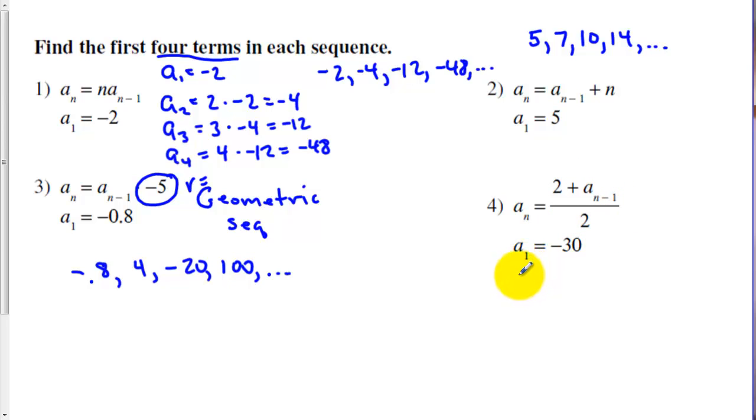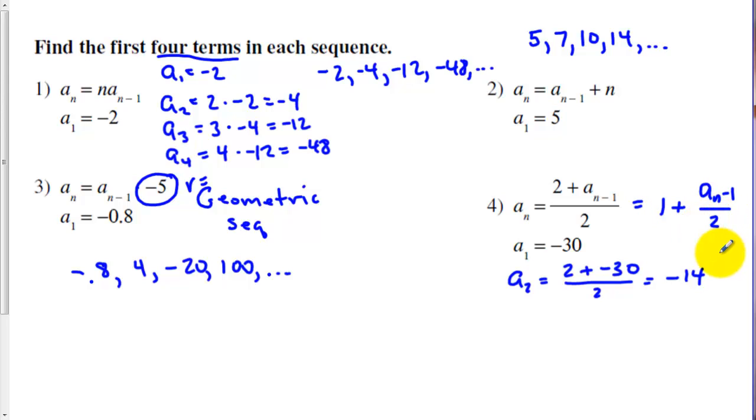And finally, our last example here, we'll just fill in the formulas. So we've got 2 plus the previous term divided by 2. So that's -28 divided by 2 is -14. We could also simplify this and divide out, so we get 1 plus the previous number divided by 2. So we can take the previous number and add 1, the previous number and divide by 2. So when we get a sub 3, we could take this, divide by 2, and add 1, and we would get negative 6, or we can just plug into our formula here. It gives me negative 6, and the fourth term would be half of that plus 1, negative 2.